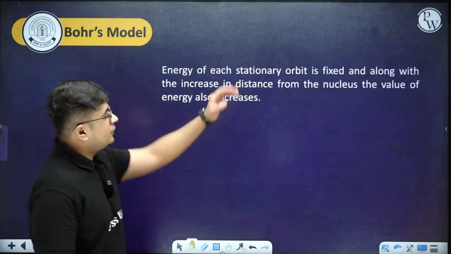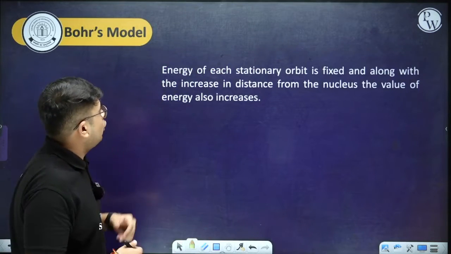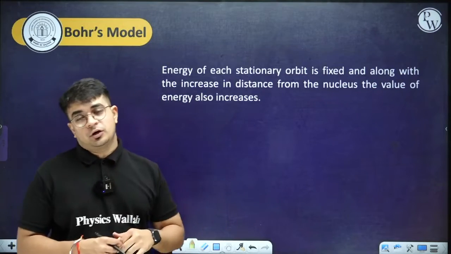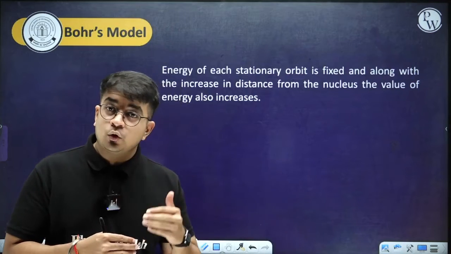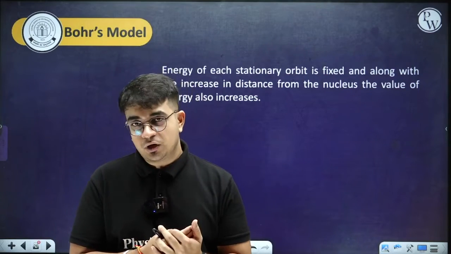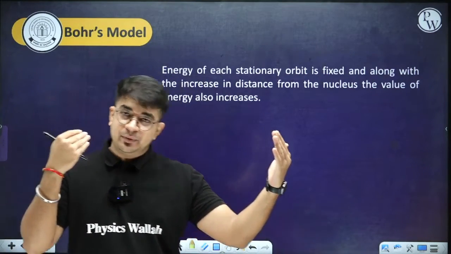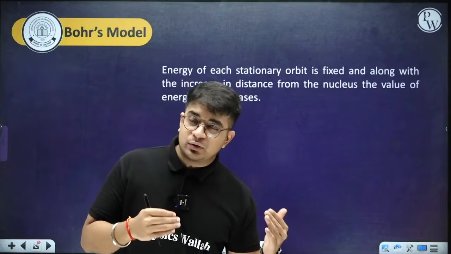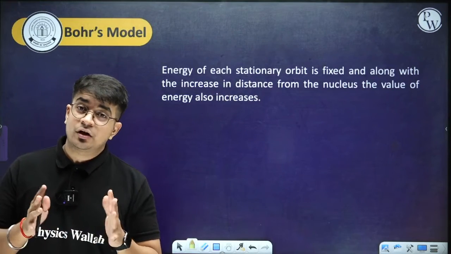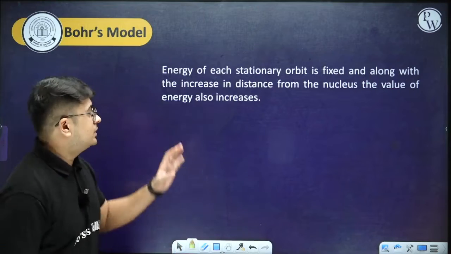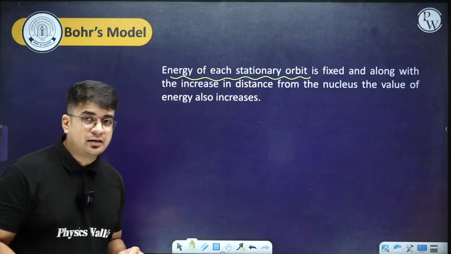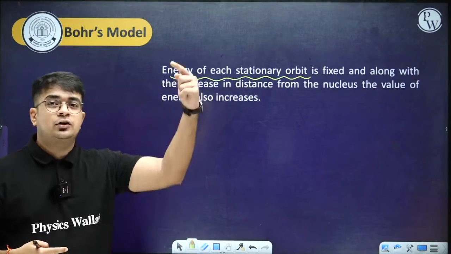Now, the energy of each stationary orbit is already fixed, and along with the increase in the distance from the nucleus, the value of energy also increases. This is the most important portion you have to understand. When the electron is closest to the nucleus, the force of attraction between the electron and nucleus is more. When the electron is moving far from the nucleus, this force of attraction decreases. When the electron is closest to the nucleus, it is highly stable. When it is far from the nucleus, it is not that stable and it can easily be lost. So the energy is distance dependent. The distance is increasing, it means the energy of the electron is going to increase.